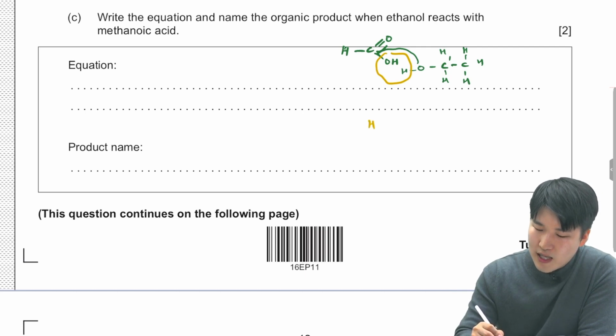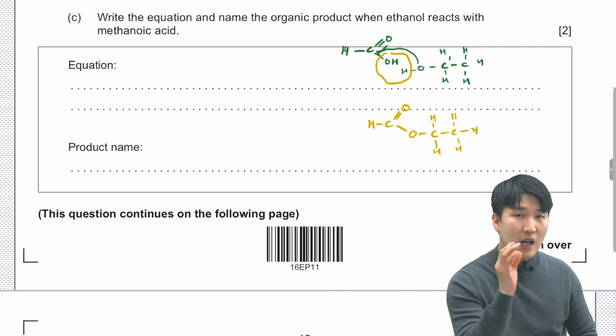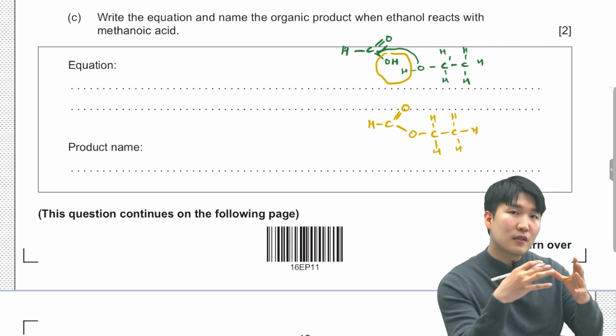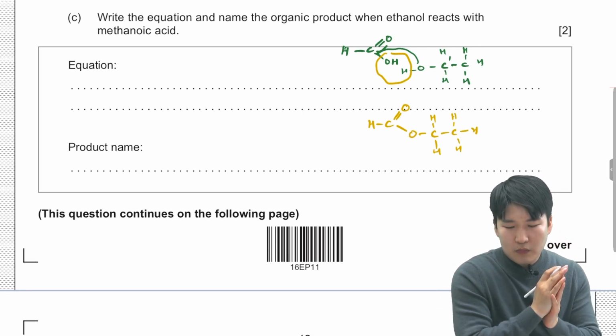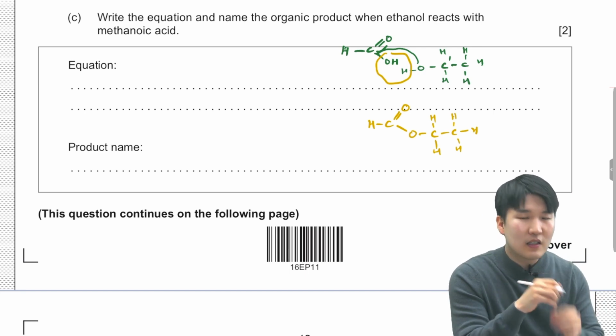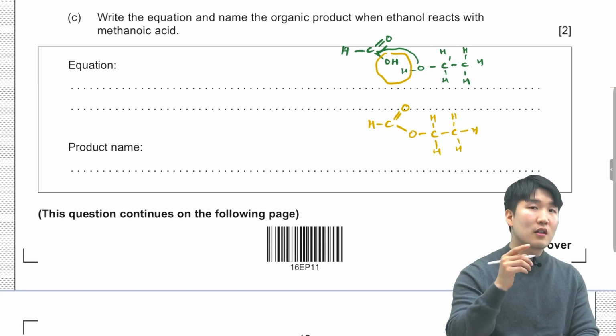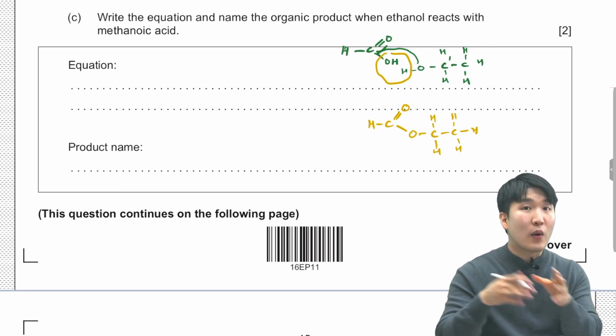And if I draw the ester, we're going to have a new molecule called ethyl methanoate. The alcohol part will always turn into the alkyl, let's say the side group, alkyl, in this case ethyl, and the carboxylic acid will turn into carboxylate, methanoate.